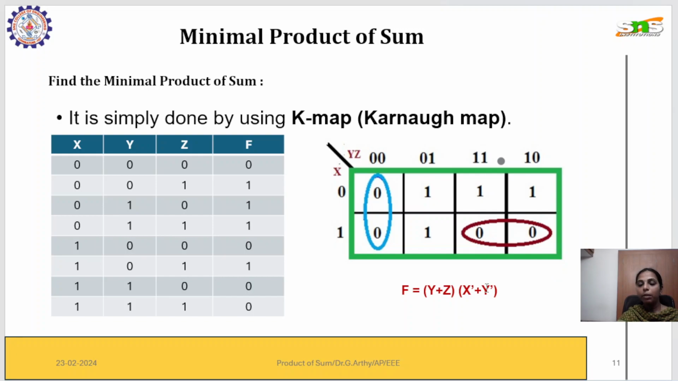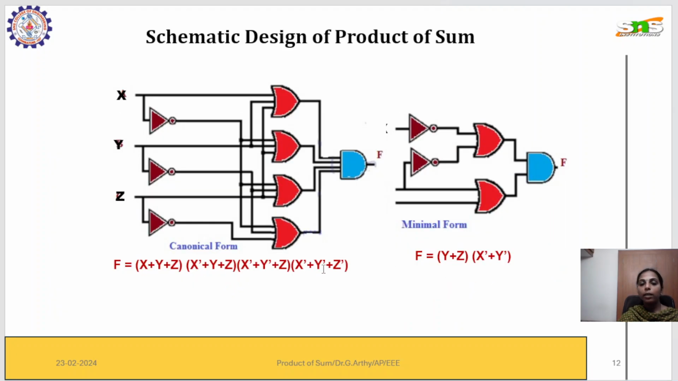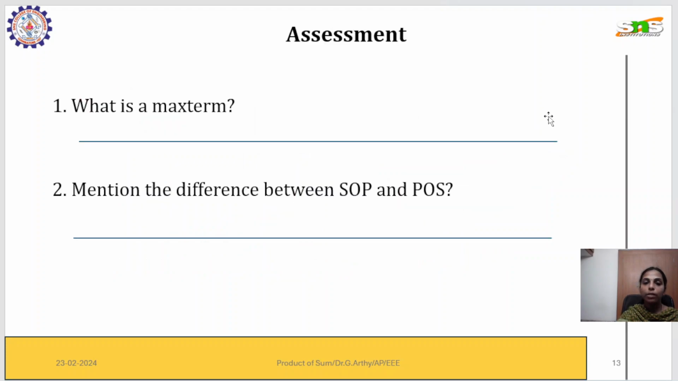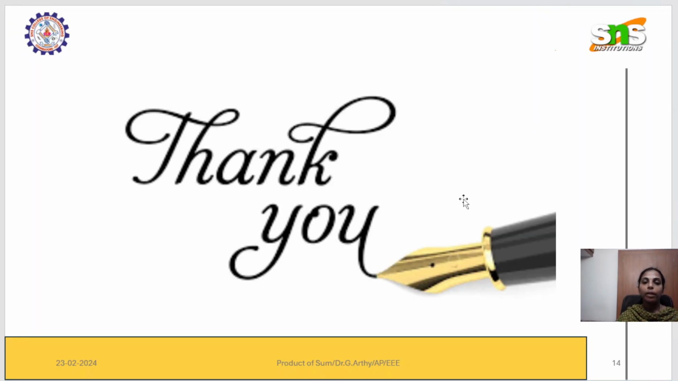You see here, this is the canonical expression and this is the minimal expression. If you see how many gates have been reduced, here you have only 1, 2, 3, 4 and 5 gates, whereas the canonical form needs 4, 5, 6, 7, 8 gates. So when we go for the minimal form, the number of gates can be drastically reduced. So this is for your assessment. Thank you.